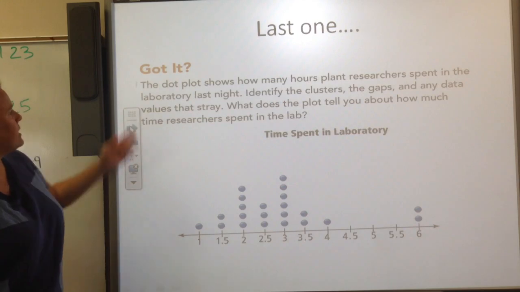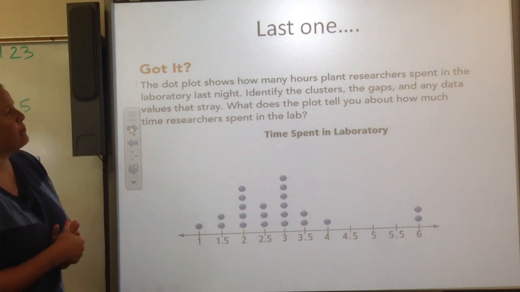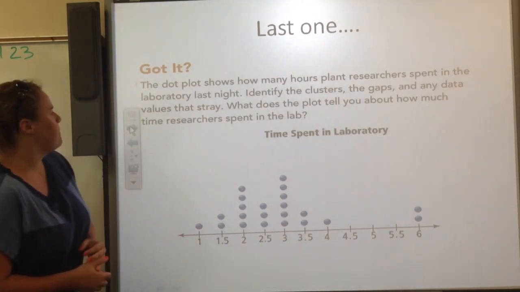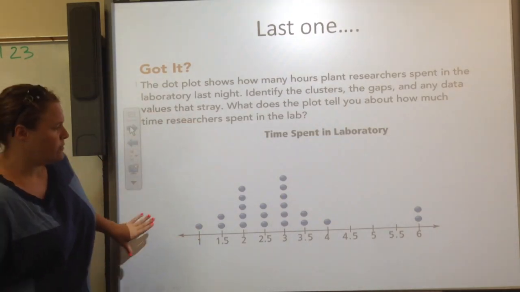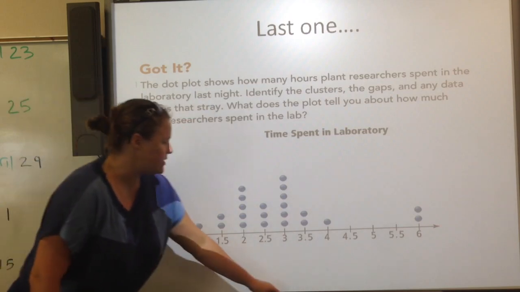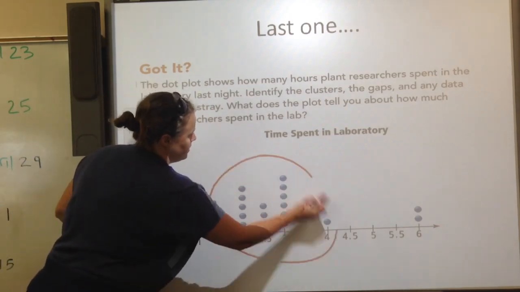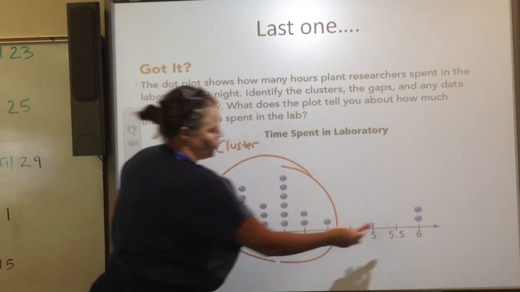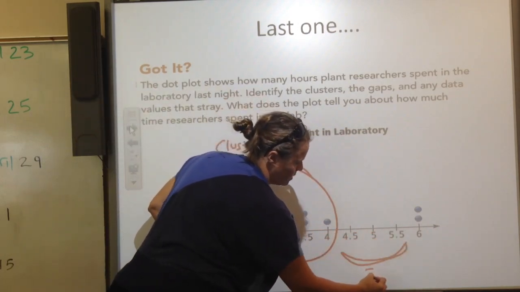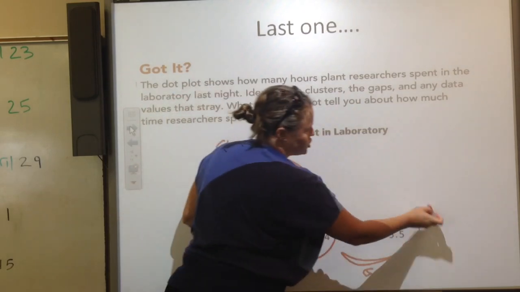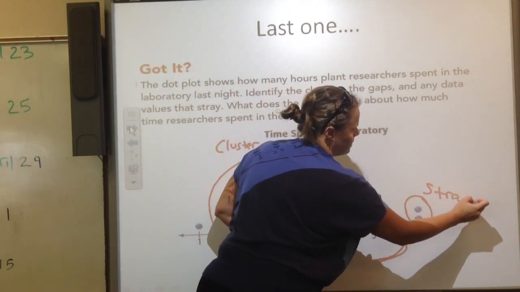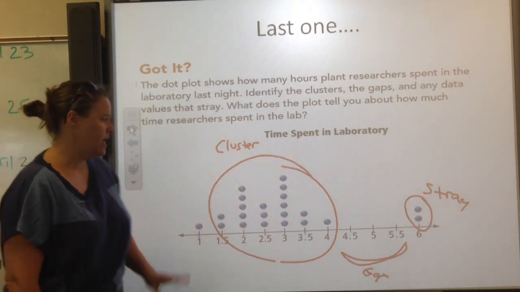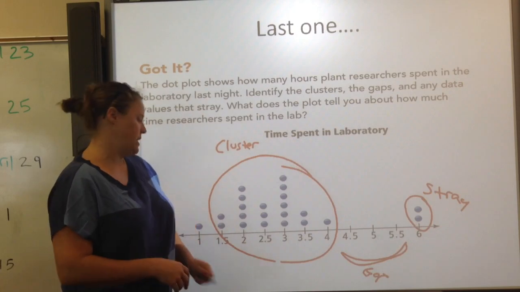All right, so the last one is the dot plot shows how many hours plant researchers spent in the laboratory last night. Identify the clusters, the gaps, and any data values that stray. So you can just look at this one, we'll talk about it. We have a cluster of data here. That's our cluster. So again, you can just watch. We have our gap here. And then we have our stray data that's over here. So that's what it's talking about when we're talking about clusters, gaps, and straying. And all of this is the distribution of the data.